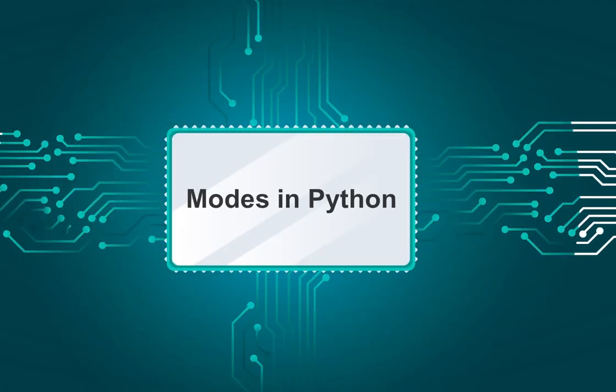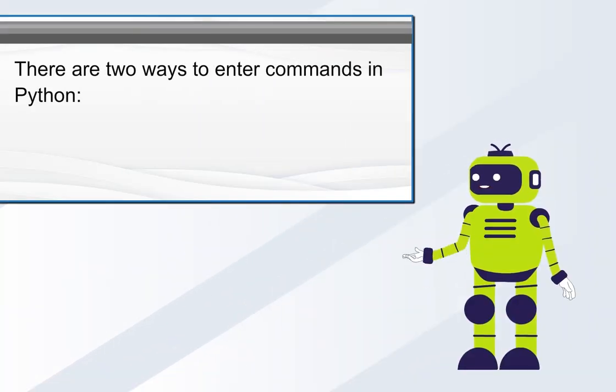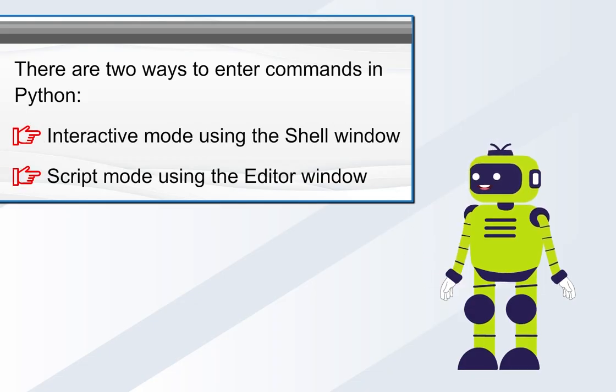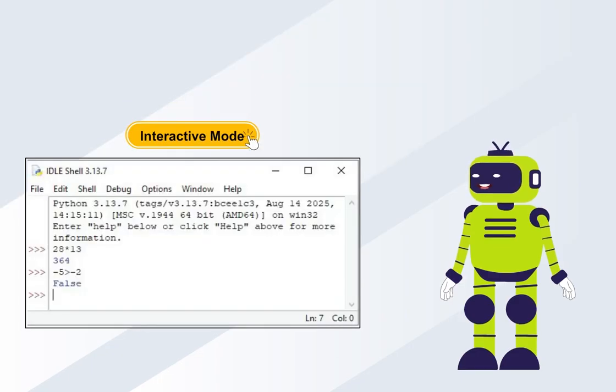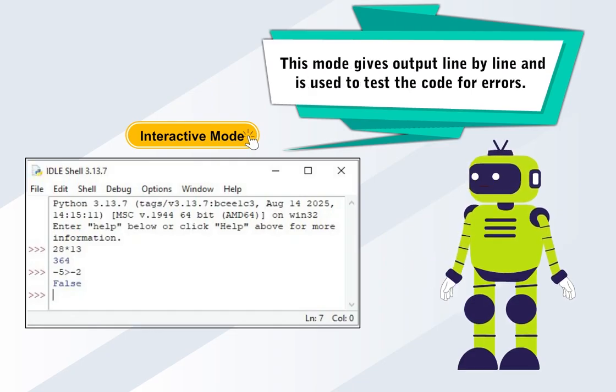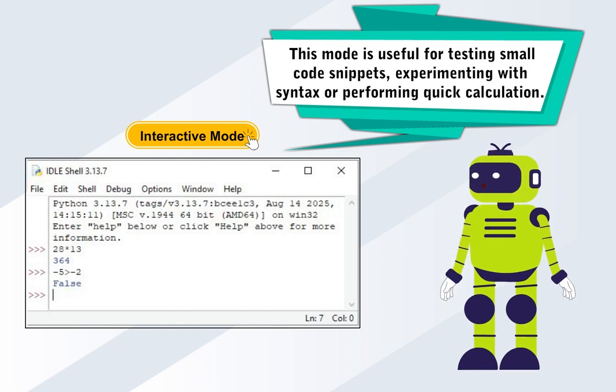Modes in Python. There are two ways to enter commands in Python: interactive mode using the shell window, script mode using the editor window. Interactive mode. In this mode, each code line is executed and output is seen on the next line. This mode gives output line by line and is used to test the code for errors. This mode is useful for testing small code snippets, experimenting with syntax or performing quick calculation.